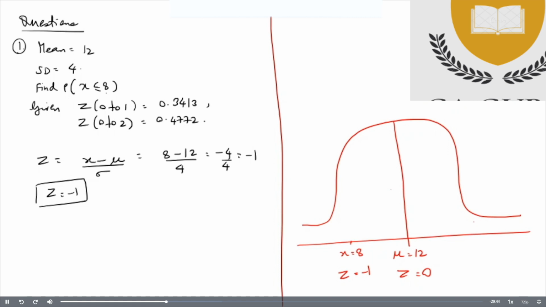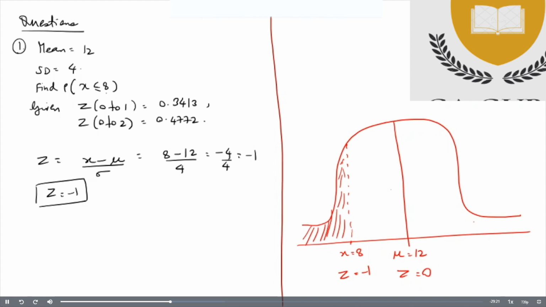So now at this point I will draw a dotted line like this. I need to find this area, x is less than or equal to 8. This is the area I require. And I am given that the area from 0 to 1 is equal to 0.3413. So I can take that here itself.